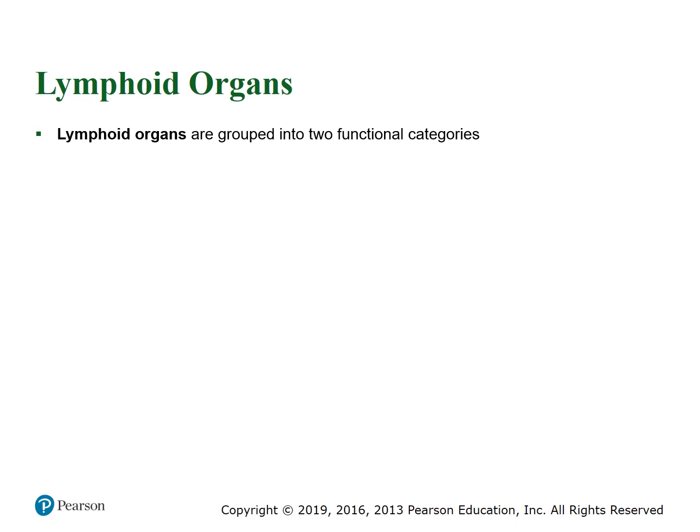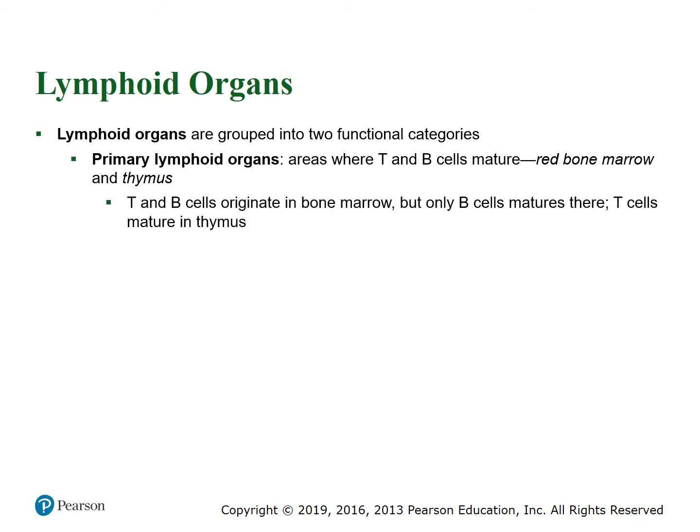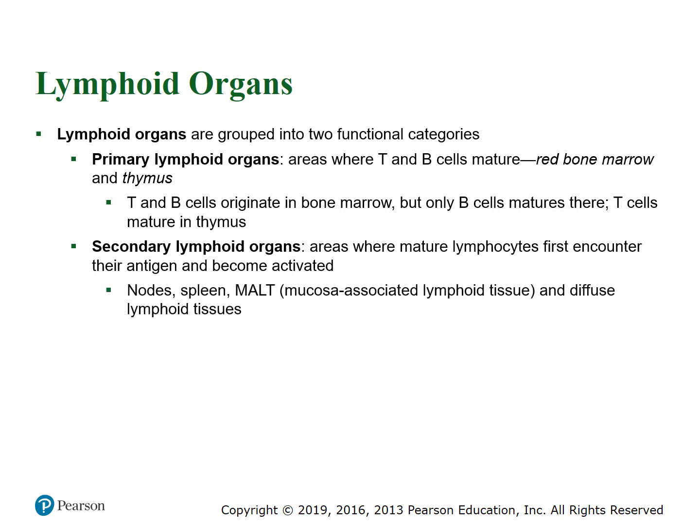Lymphoid organs get grouped into two functional categories. One is primary lymphoid organs, and these are the areas where T and B cells mature. This is going to be the thymus and the red bone marrow, respectively. The other is secondary lymphoid organs, which is where the mature lymphocytes first encounter their antigen and become activated. Examples of these are the lymph nodes, the spleen, mucosa-associated lymphoid tissue, and the diffuse lymphoid tissues that we discussed a little bit earlier.